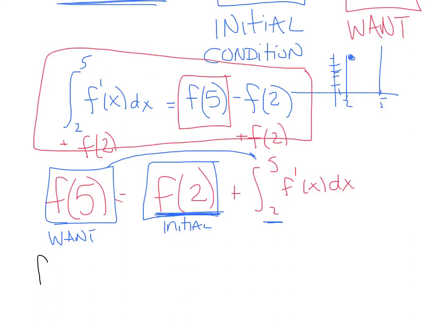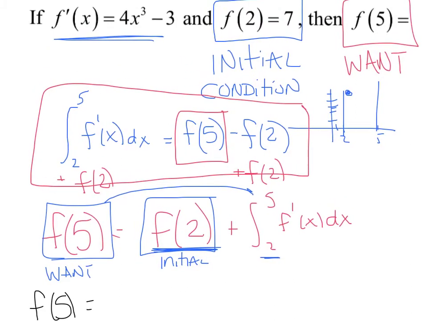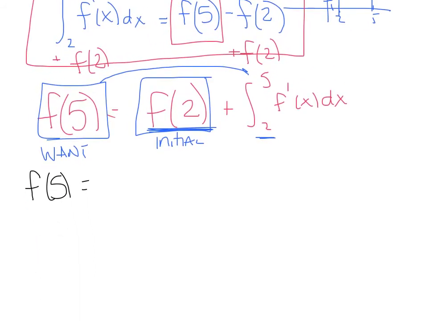So I can say f of 5 equals, do you know what f of 2 is? Well, of course we do. That was the initial condition. f of 2 equals 7, plus, now I have to integrate f prime. When I integrate f prime from 2 to 5, let's go back and integrate there.